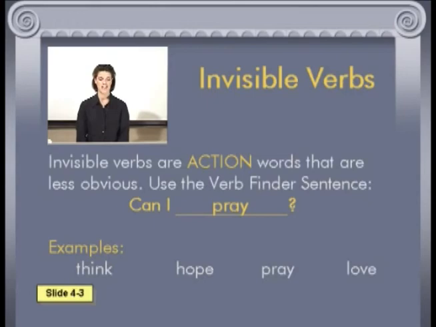The last word is love. Can I love? Of course I can love. I love lots of people, and I know you do too. So love is a verb, it is an action word, and it's perhaps one of the most important verbs there are out there. Okay, let's keep going.